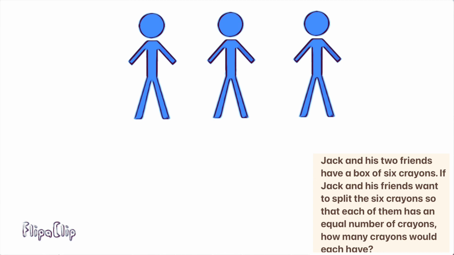So there's 3 friends hanging out, and they decide they want to color cards for their teacher. They are such good students. They find 6 crayons. They want to share the 6 crayons equally, so each child has the same number of crayons. Our total number of crayons, the number that is going to be divided up, is the dividend.